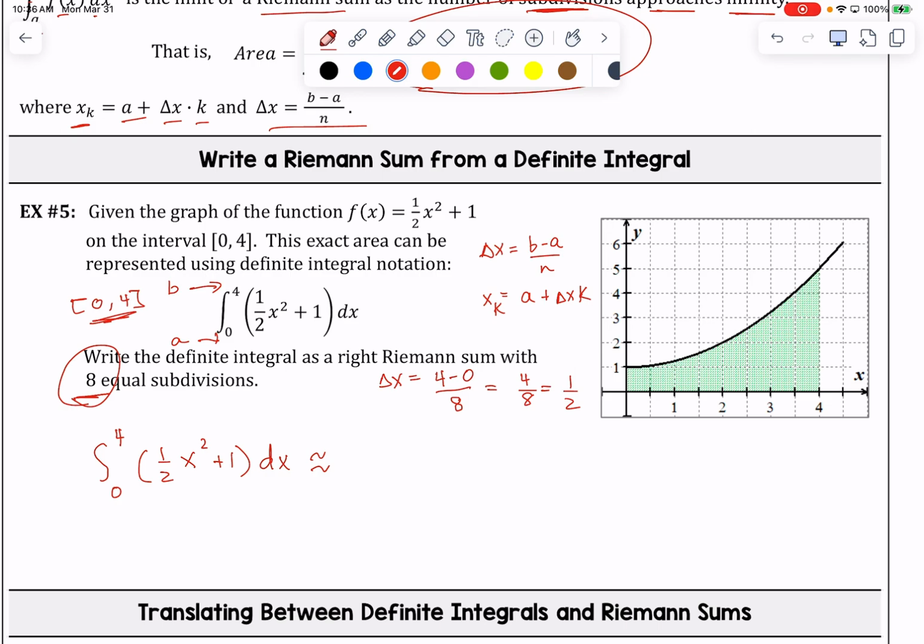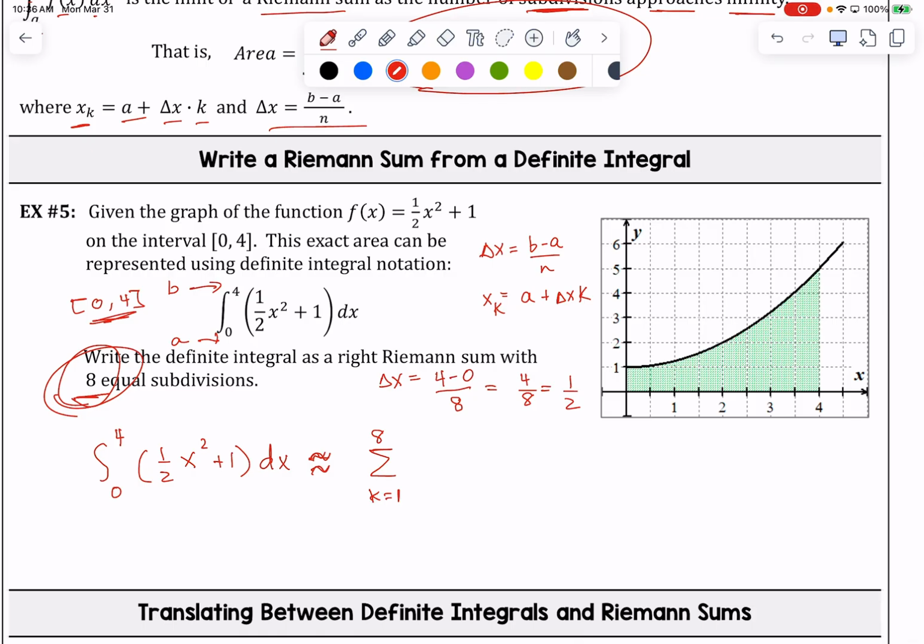So here we go. We're doing 8 rectangles, so don't do the limit as n approaches infinity. If they did not give you a number of rectangles, then you would go limit as n approaches infinity. But since we're doing 8 rectangles, it is truly an approximation. It's not the actual area. So we have the summation from k equals 1 to what? You have to start at 0, don't you? From k equals 1 to 8, from the first rectangle to the 8th rectangle.